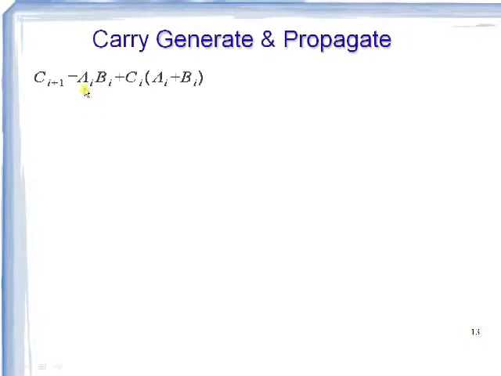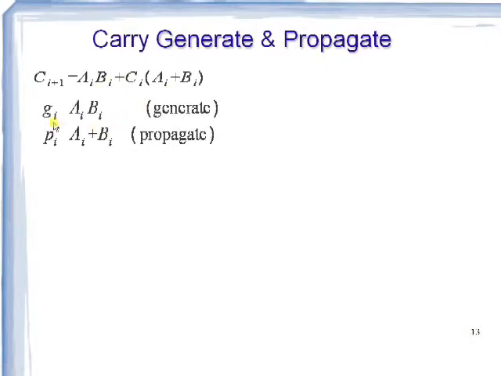Now, this AND term is generating a carry and this OR term is propagating the carry. I'll represent this AND and OR in this way. Gi is the generate carry, which is Ai Bi, and Pi is the propagate carry, which is Ai plus Bi. Now replace these terms with Gi and Pi. The carry out function looks like this: Ci+1 equals Gi plus Pi Ci.